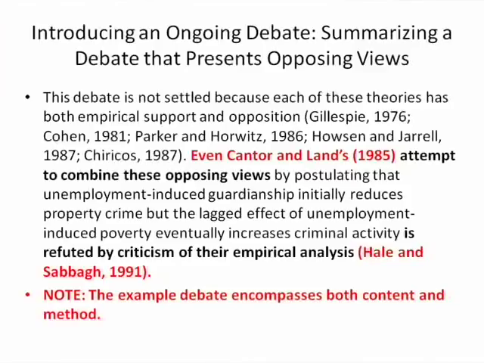This debate, the pointing word, right, is not settled because each of these theories has both empirical support and opposition. You saw that before. Even Cantor and Land's attempt to combine these opposing views, like, okay, there's support and opposition. Now there's a study done that tries to combine the support and the opposition, but Hale and Saba criticized Cantor and Land's methodology in their study. That's getting down to the detail, isn't it?